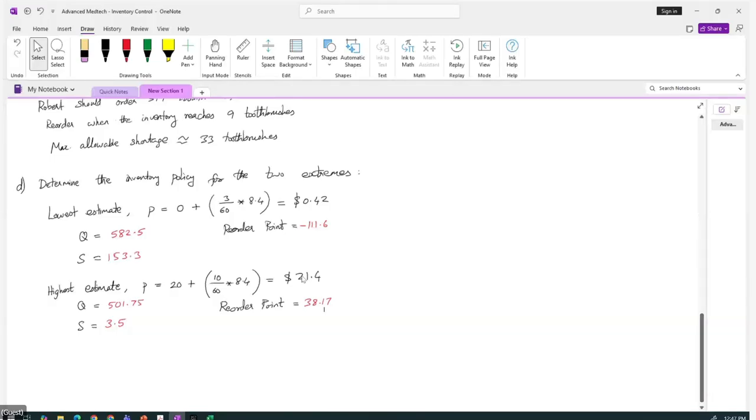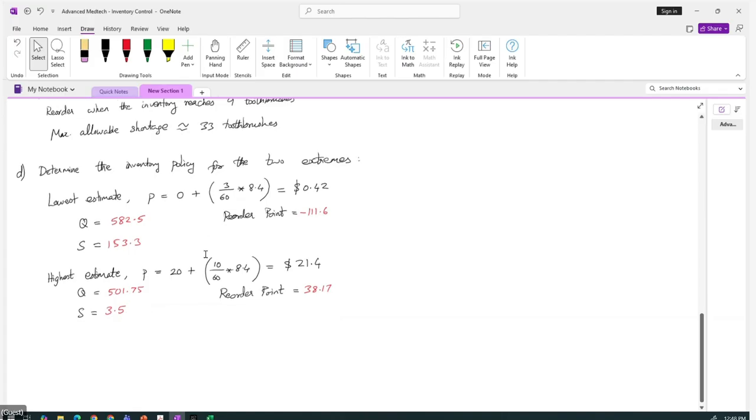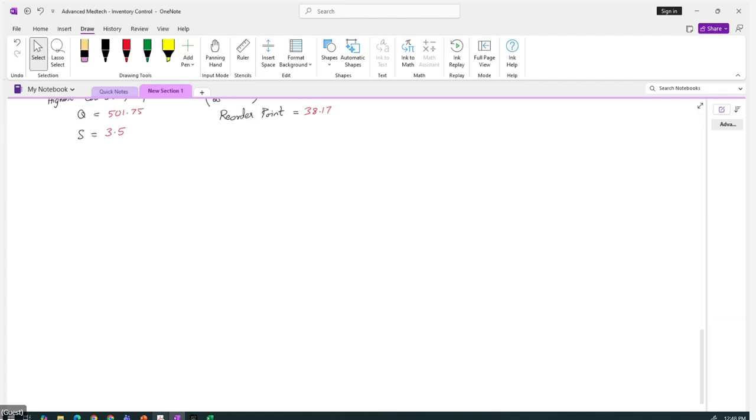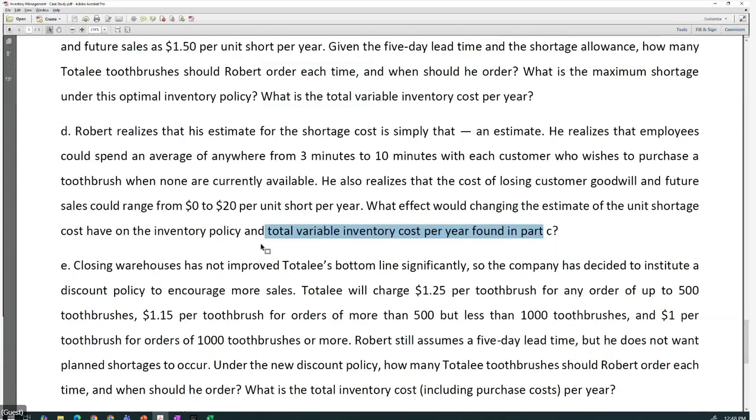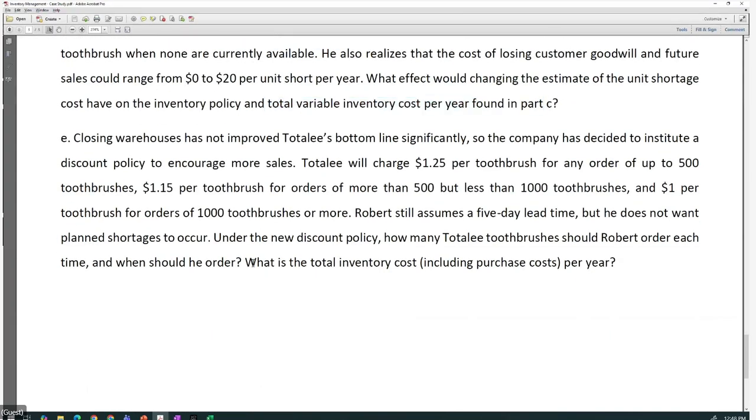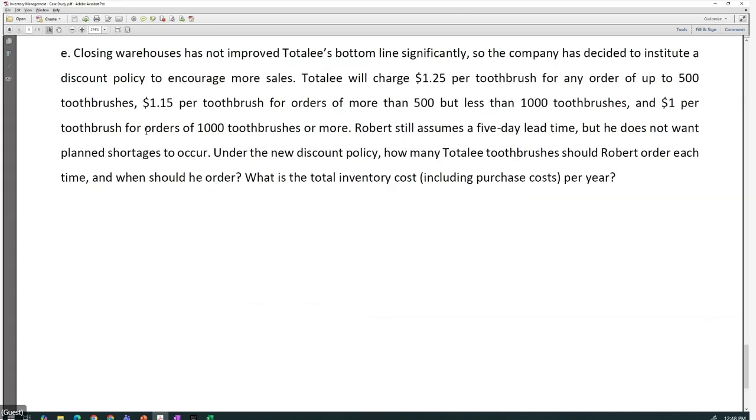Okay, I hope you all are with me. So you will have to put in a lot of effort to figure out what exactly is going to be your shortage cost, because that will help you to decide the change in the overall ordering policy. Okay, right. Look at part E. Okay, I hope everybody is with me. Please look at part E. This is a very, very interesting scenario.